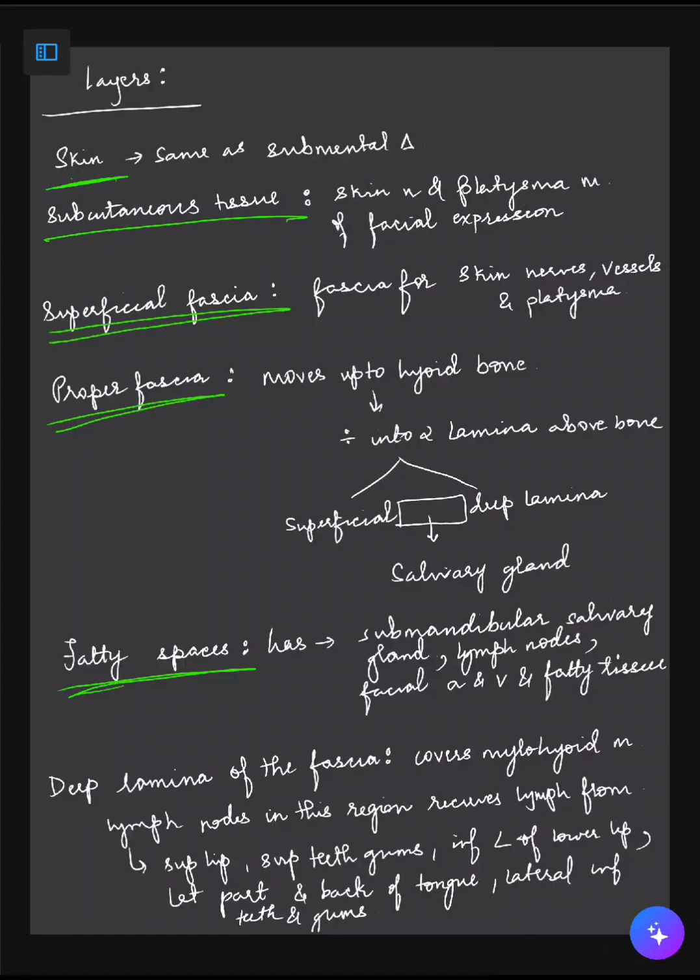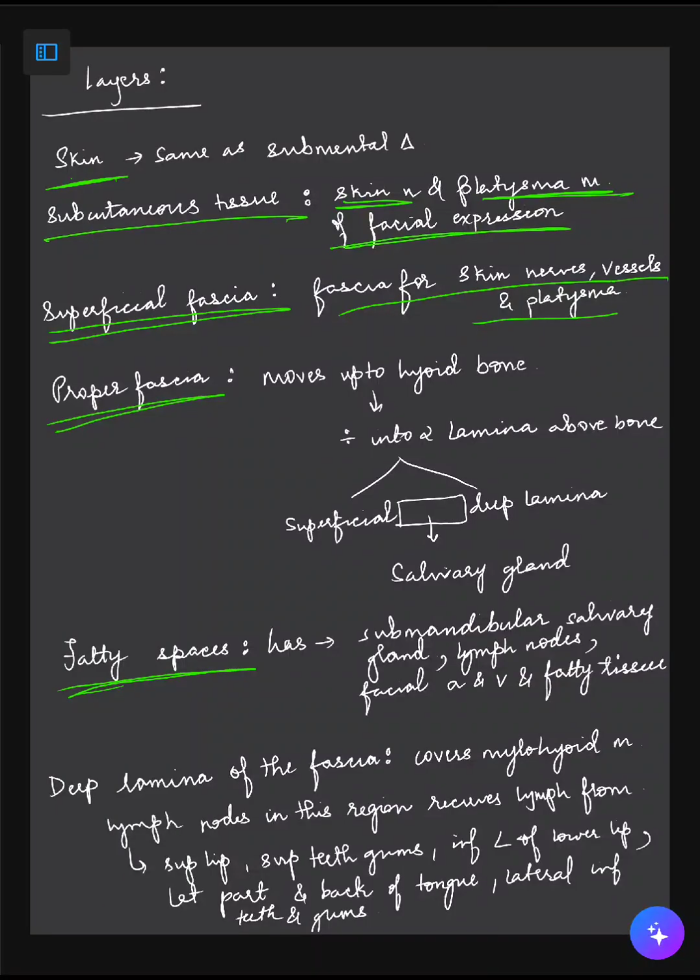Now, next is the subcutaneous tissue. In the subcutaneous tissue, there is skin and nerves, and the platysma muscle of facial expressions. In the superficial fascia, there is fascia for skin, nerve, vessels and platysma.